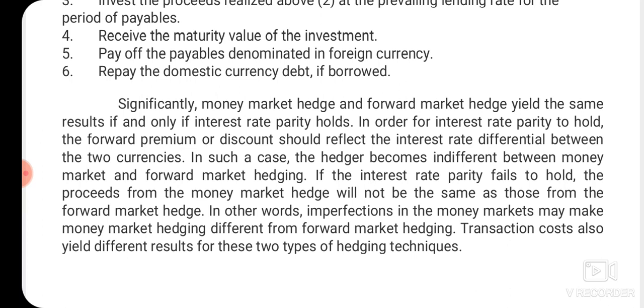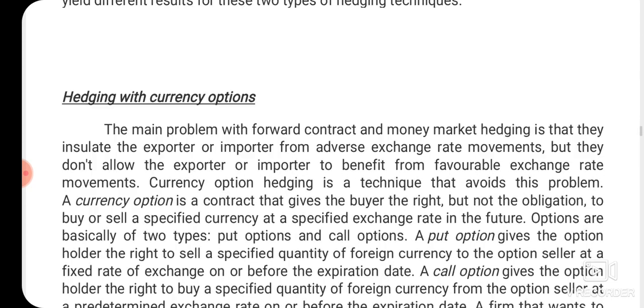In other words, imperfections in the money market may make the money market hedging different from the forward market hedging. If there is perfection, no worry. If there are imperfections, then the money market hedging will be different from the forward market hedging. Transaction costs also yield different results for these two types of hedging.